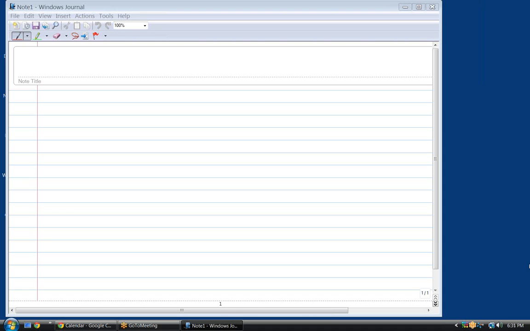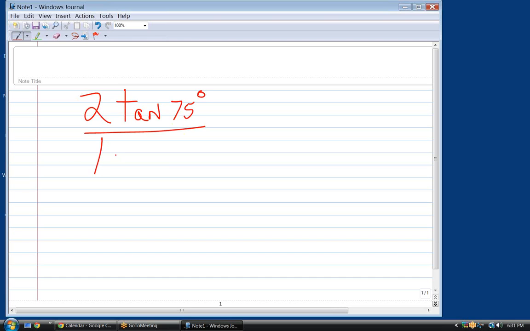It wants us to determine the exact value of 2 tangent 75 degrees, 2 times tangent 75 degrees over 1 minus the tangent squared of 75 degrees.